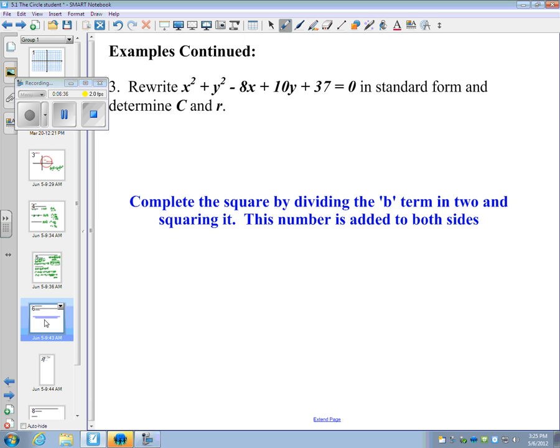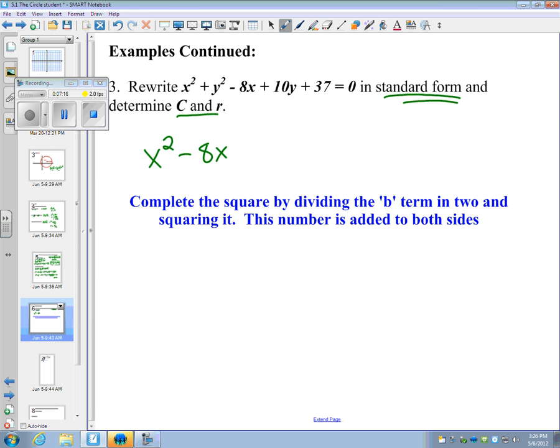Now we have to remember how we complete the square. We need to rewrite this circle, which is in general form, into standard form. That's when you have (x minus h) all squared plus (y minus k) all squared is equal to r squared. We can only determine the center and the radius when we have standard form. First of all, we need to group our x's together. We have x squared minus 8x.